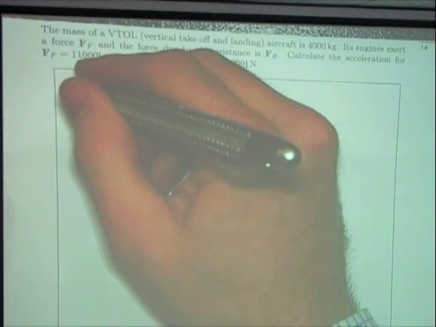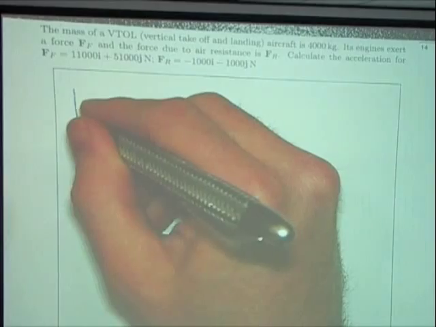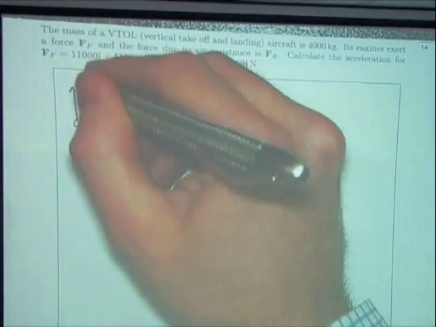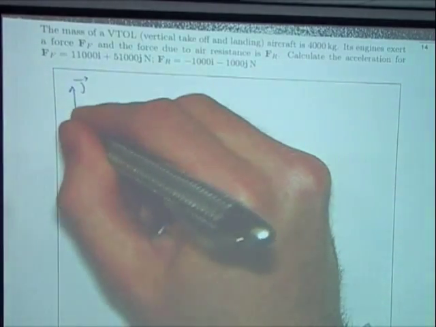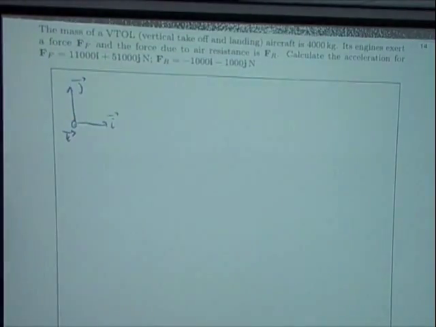Let's focus. Right, okay. So the first thing we need to do is draw the free body diagram, okay? So the first step is a coordinate system. I should use the same coordinate system that we've used all over the place. Okay, we've got our IJK coordinate system.